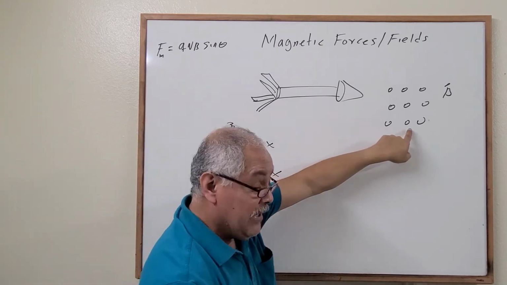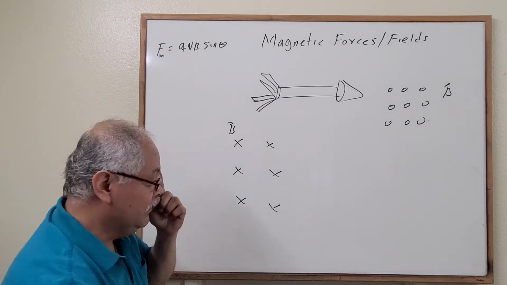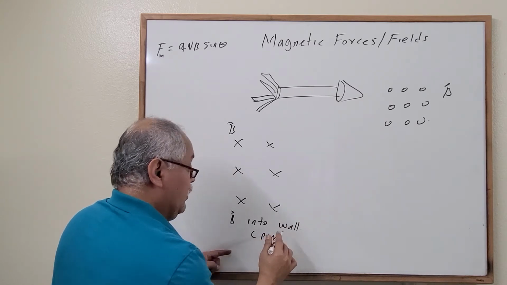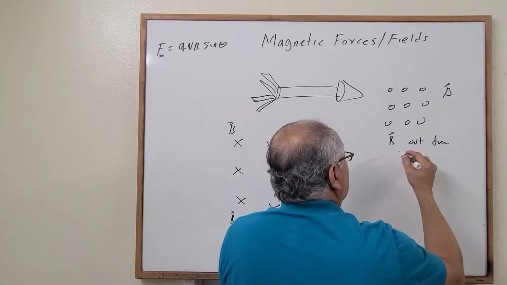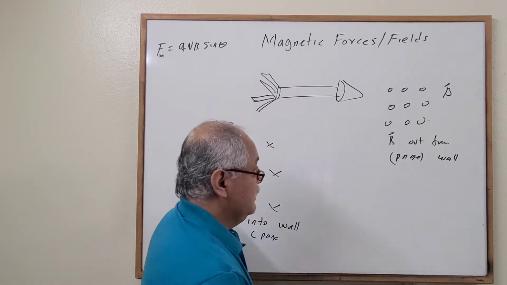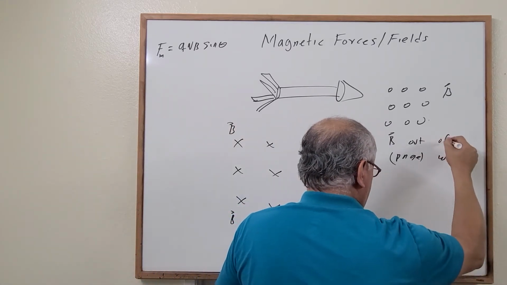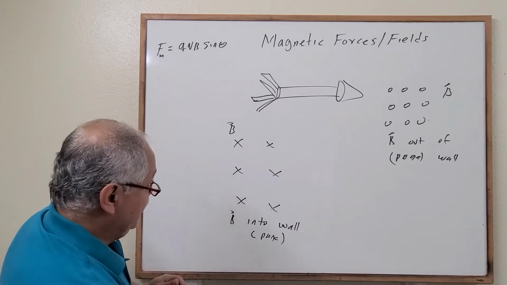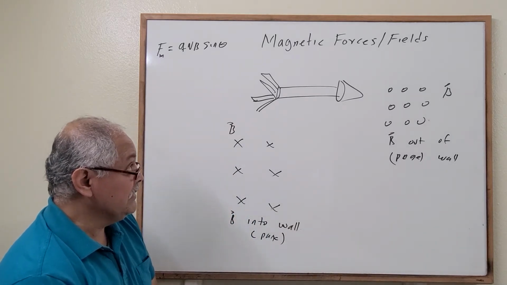But this is the magnetic field coming out from the page, correct? And these are going into the page, let's say, onto the wall. You have a book, right? And this is a magnetic field coming out from the page, or from the wall. This is out of page, or out of wall. This is into the wall, or into the page. This helps us again to study these forces and fields better.